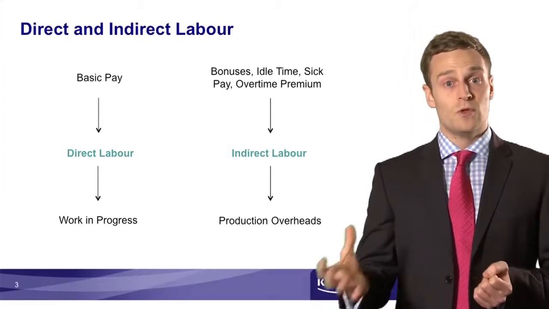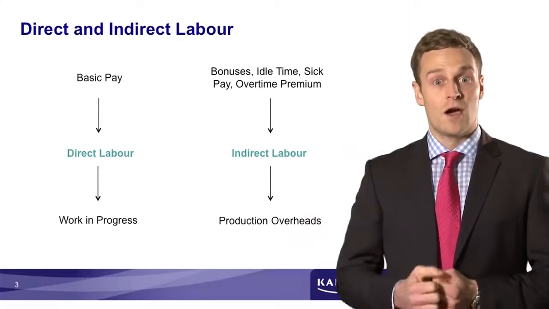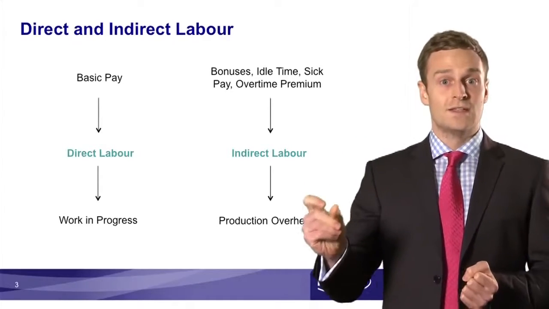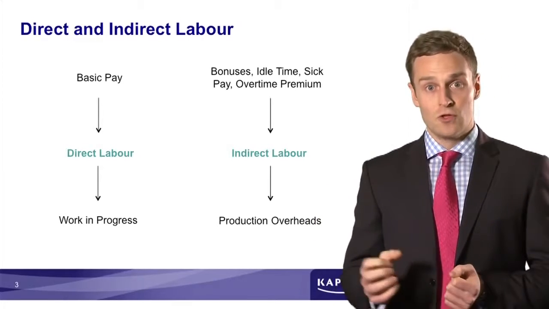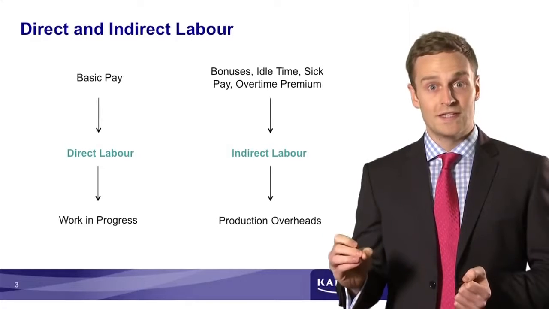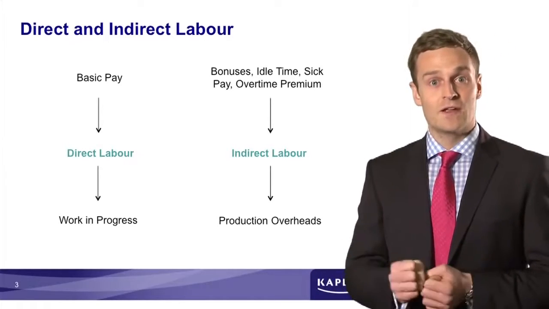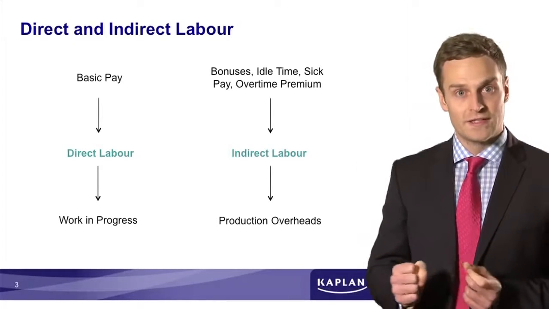So say, for example, you usually get £10 an hour, and then if you work overtime, you get time and a half, which is 50% extra. That extra £5 you're getting for overtime is included as indirect labour, unless that is that your customer has specifically requested that you work that overtime. Now, these indirect labour costs then go into your production overheads. So they make up your production overheads.